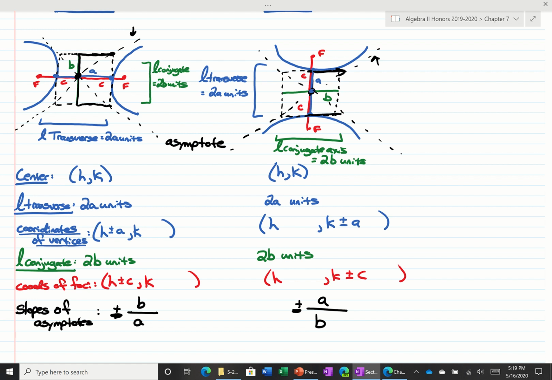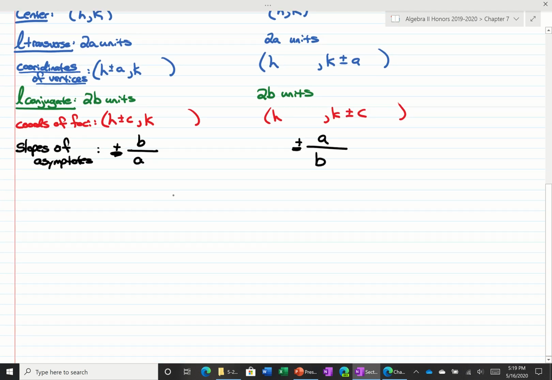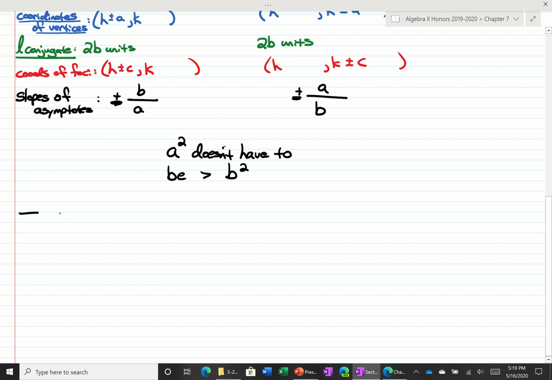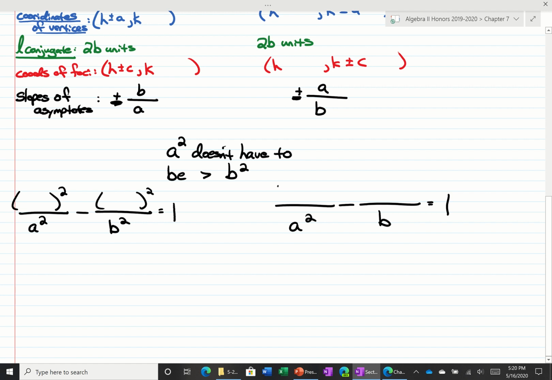All right, so let's take a look at a few examples, and we'll be able to figure this out. By the way, just before we get going, a squared doesn't have to be greater than b squared. That's only for ellipses. So that's not going to tell us how to figure out whether it's horizontal or vertical. The way we figure out whether it's horizontal or vertical is by looking at the graph or by looking at the equation. A squared and b squared are always in the same spot. But in the numerator, if x comes first, it's horizontal. If x comes second, it's vertical.